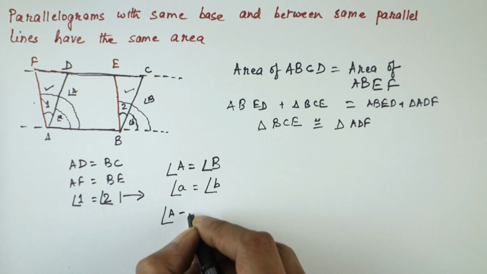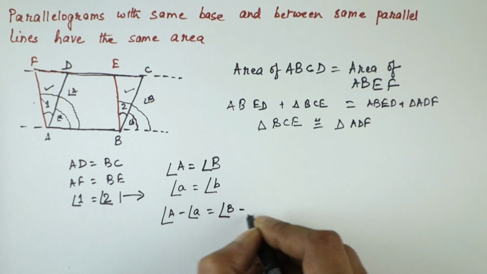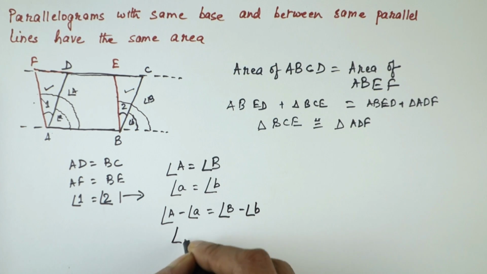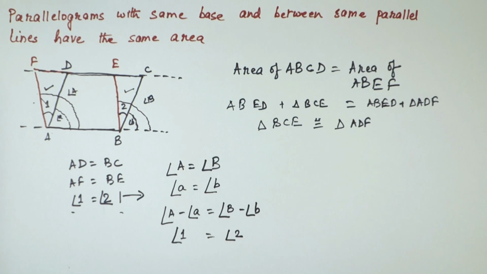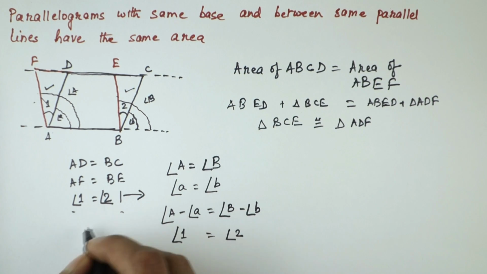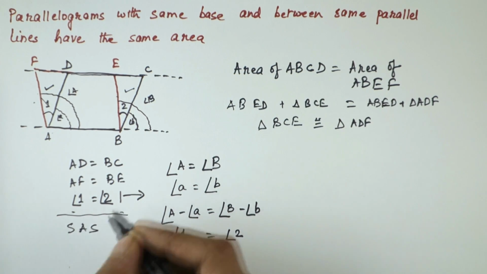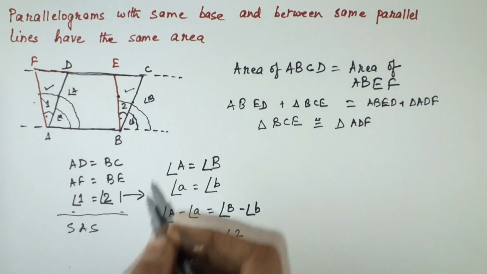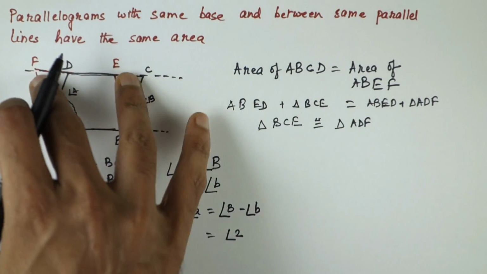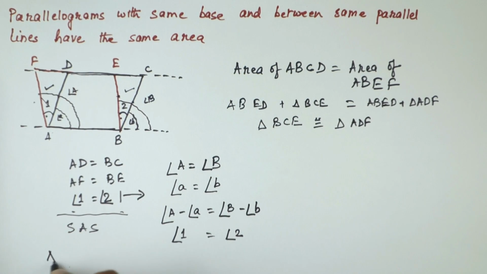Right? Now let's subtract these two equalities. So angle capital A minus angle small a is equal to angle capital B minus angle small b, which is nothing but angle 1, and this is angle 2. So we have proved that angle 1 is equal to angle 2, and we have all the elements in place to apply the side angle side rule on these two triangles to show that they are congruent. So these two triangles are congruent.